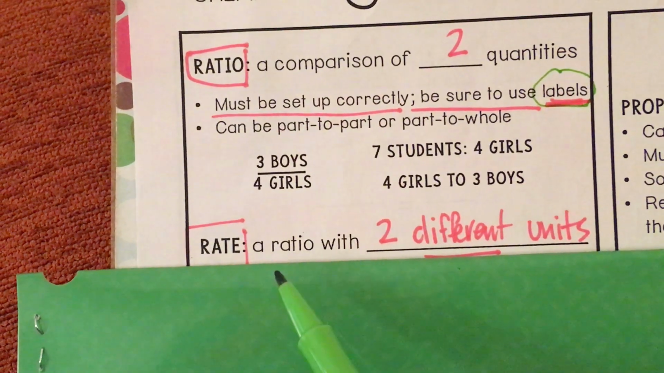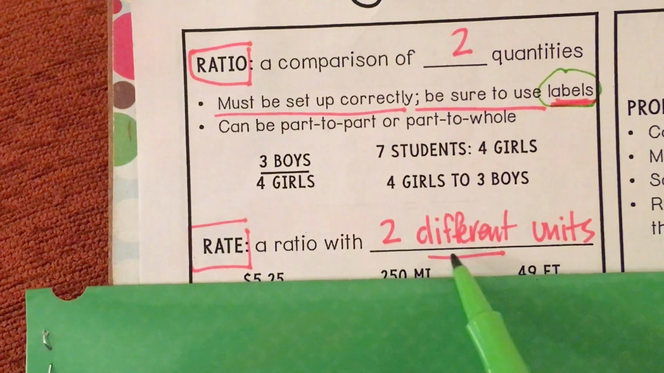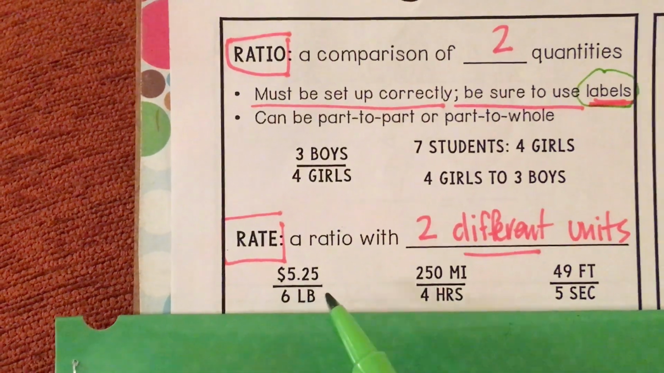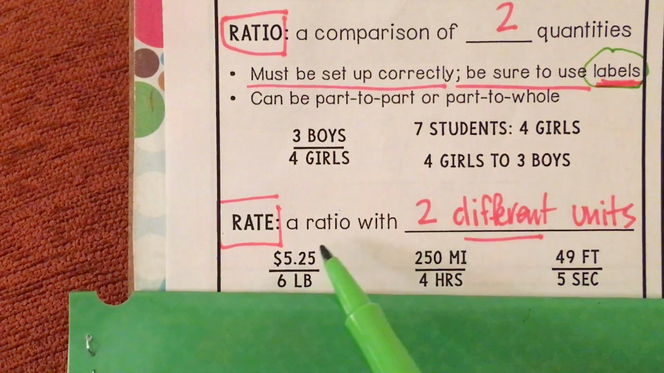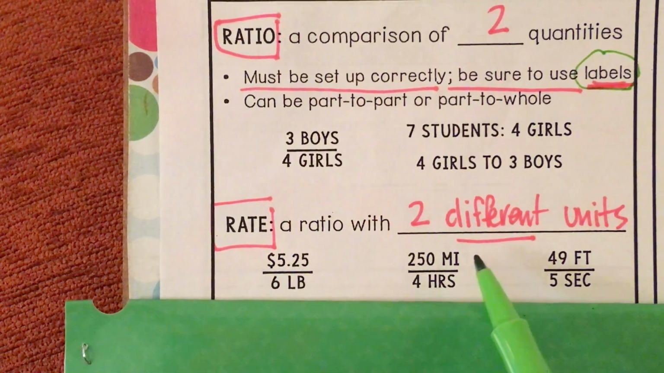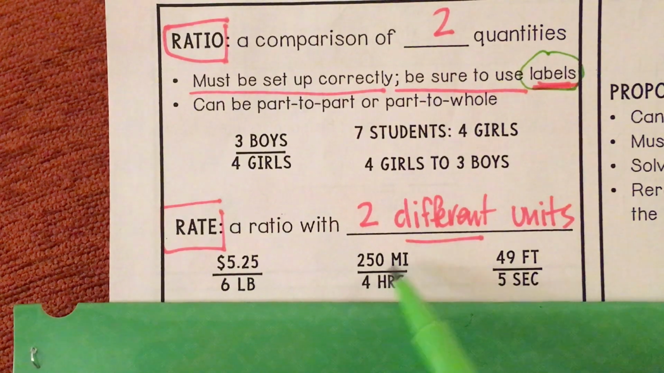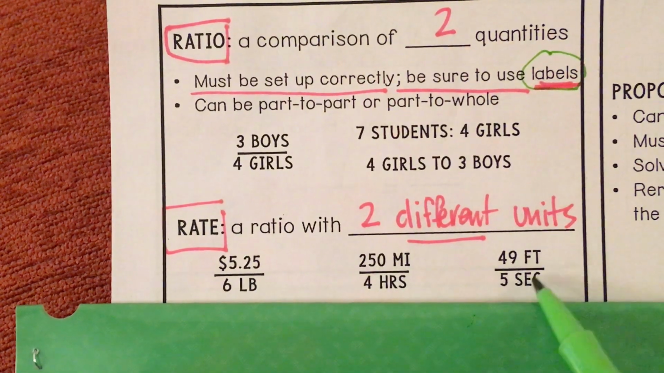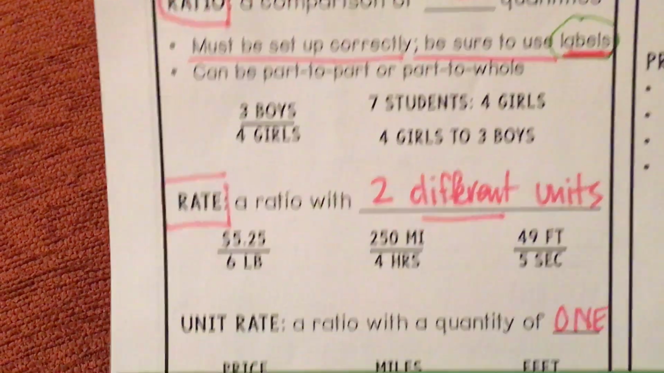A rate is a ratio with 2 different units. So here the units: 5.25 to 6 pounds. It's a ratio of the 2 units of dollars and pounds. Here you've got 250 miles in 4 hours. So it's a ratio with miles and hours. And 49 feet in 5 seconds. The 2 different units are feet and seconds.